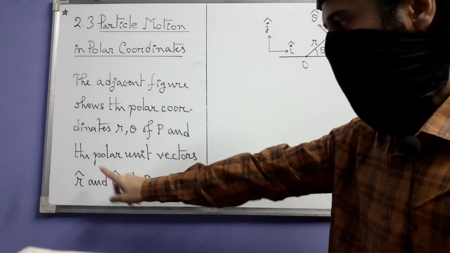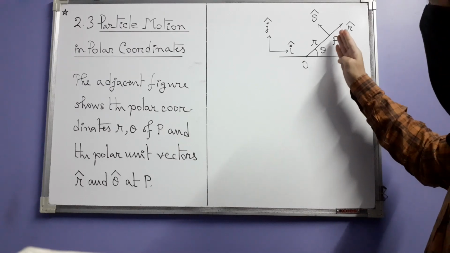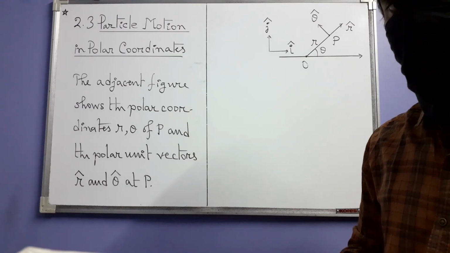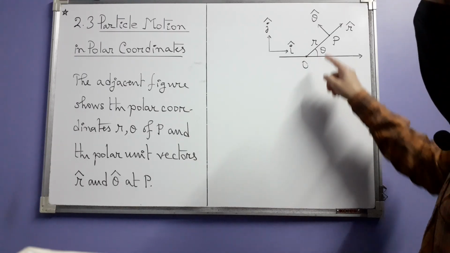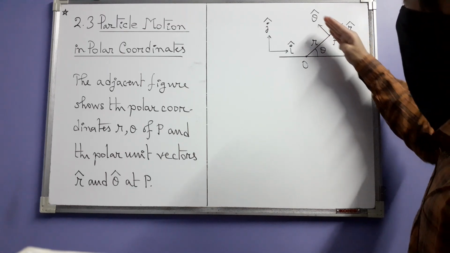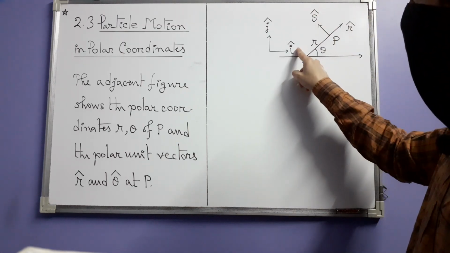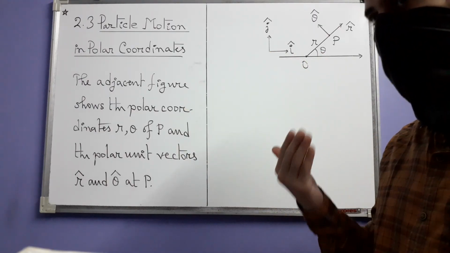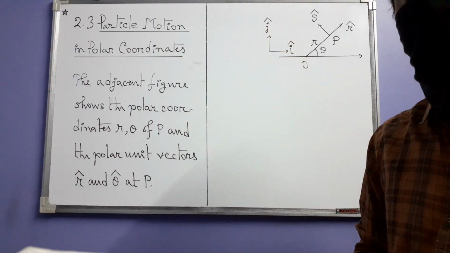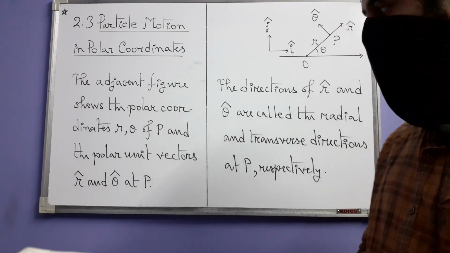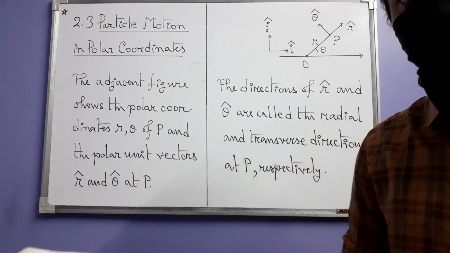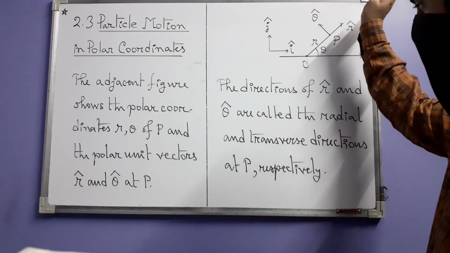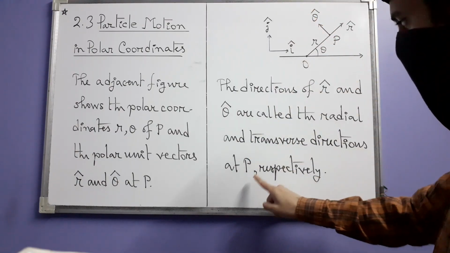And what about these polar unit vectors? The unit vector r hat points away from O so that it's along OP, and its magnitude is 1, and the unit vector theta hat is perpendicular to this. You also see our familiar unit vectors i hat and j hat. i hat is along the positive x-axis and j hat is along the positive y-axis. The directions of r hat and theta hat are respectively called the radial direction and transverse direction at P.